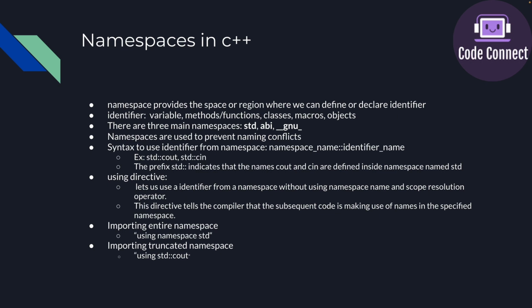Hi everyone, in this video we are going to discuss what namespaces are in C++. Namespaces in C++ provide the space or region where we can define or declare identifiers. Identifiers can be a variable, method, function, class, macro or object.